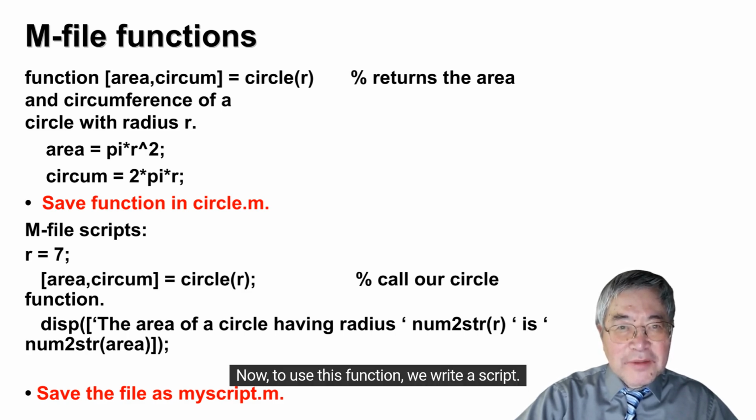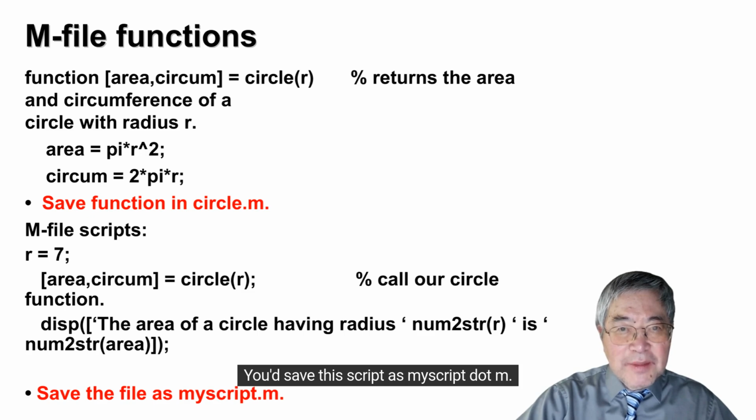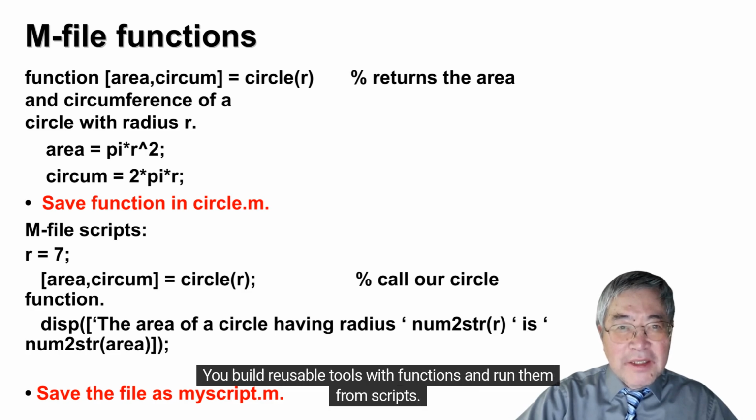Now to use this function, we write a script. For example, if the radius is 7, we call the function with that value and display the result using disp. You'd save this script as myscript.m. This is how functions and scripts work together. You build reusable tools with functions and run them from scripts.